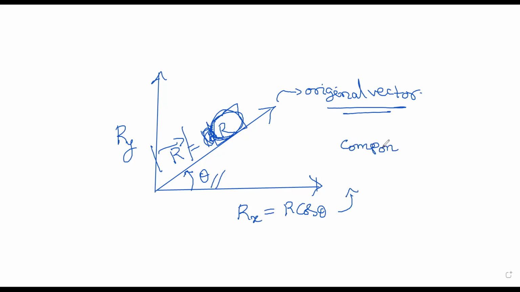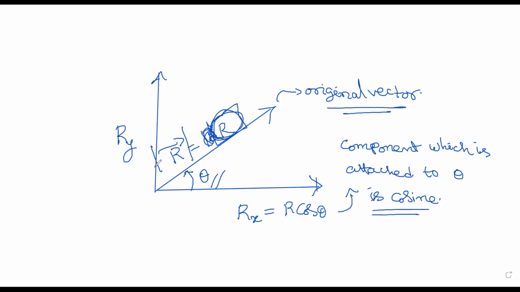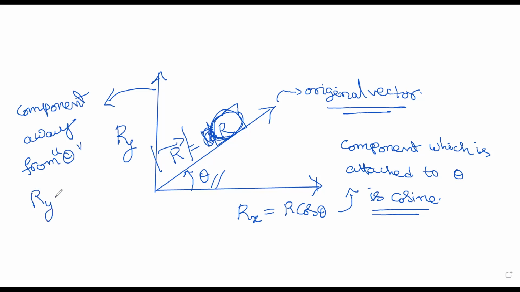Component which is attached to theta is cosine. And the component away from theta, this is the component which is not connected to theta. This is the component away from theta. Away from theta is the sine function. So you get ry is equal to r sine theta. So like this you can remember, and then you can resolve the vectors in any kind of situation.